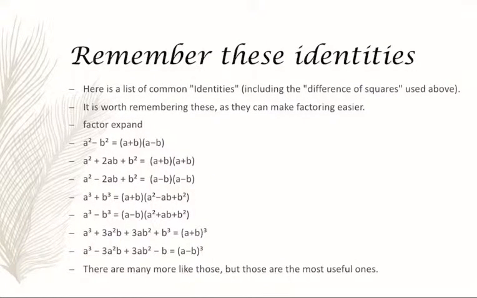Remember these identities. Here is a list of common identities including the difference of squares used above. Trust me, it is worth remembering these as they can make factoring easier. Here are the examples of how to factor and expand. Please feel free to pause the video, note it down or take a screenshot of it. Usually these factor and expand identities come up in a test or some practice. There are many more like those, but those are the most useful ones.